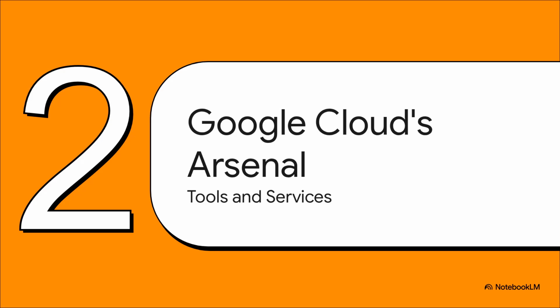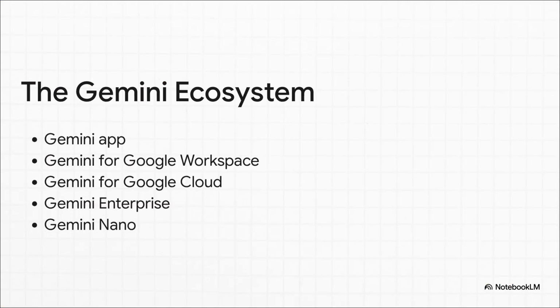All right, Section 2, Google Cloud's AI arsenal. Let's shift gears from the theory classroom right into the armory and check out some of the specific tools you have at your disposal. At the very heart of Google's AI arsenal is the Gemini ecosystem. Now, Gemini is a powerful multimodal foundation model.